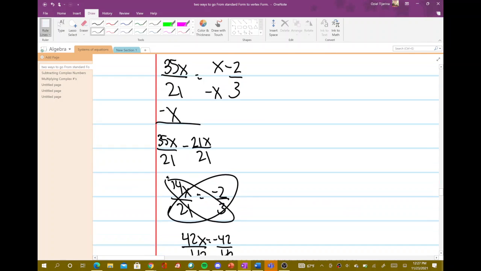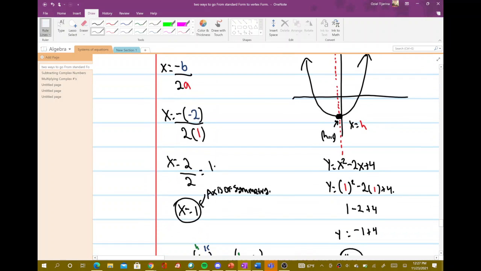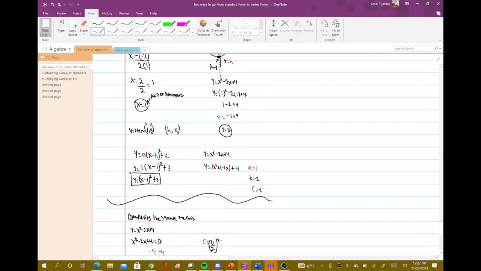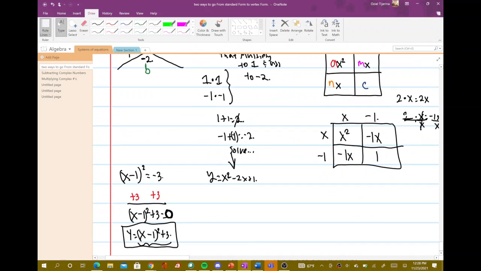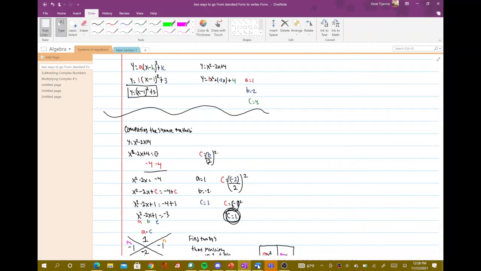And that is the exact answer that I got right over here: x minus 1 squared plus 3, okay?